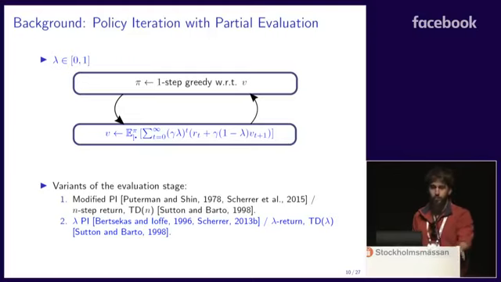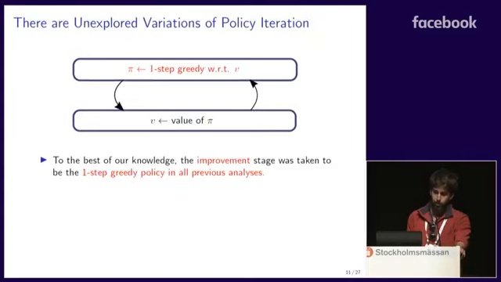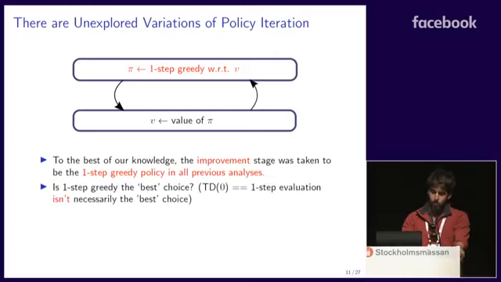So both of these basically do some form of partial evaluation, meaning they change the evaluation stage. However, to the best of our knowledge, in all of the quoted works that we've seen here, nobody asked whether we can change the improvement stage, meaning to take something more complicated than the one-step greedy with respect to V. So we now ask, is the one-step greedy the best choice for us?